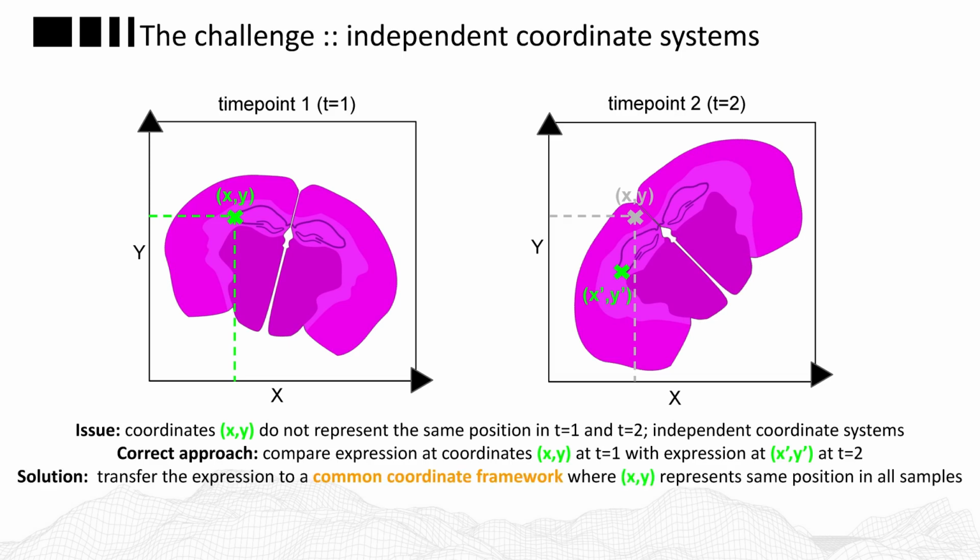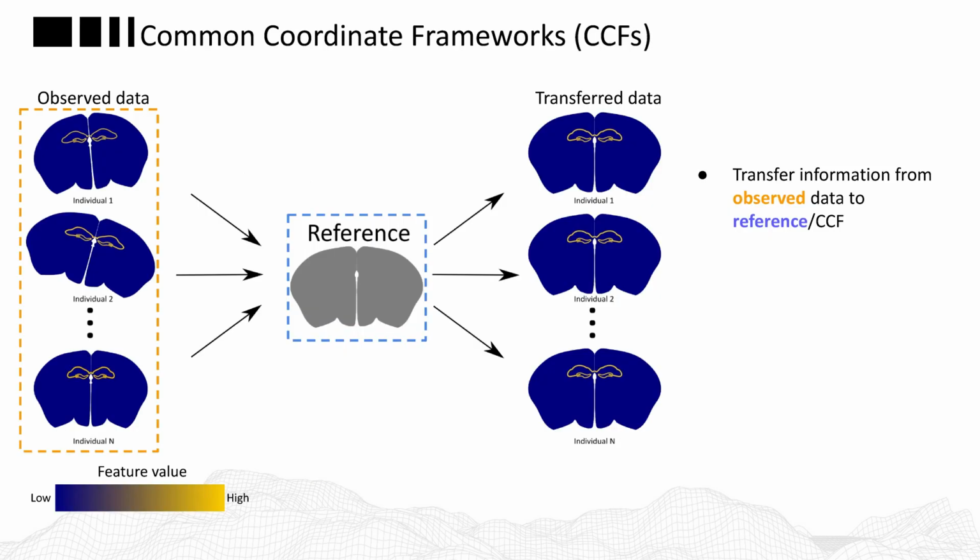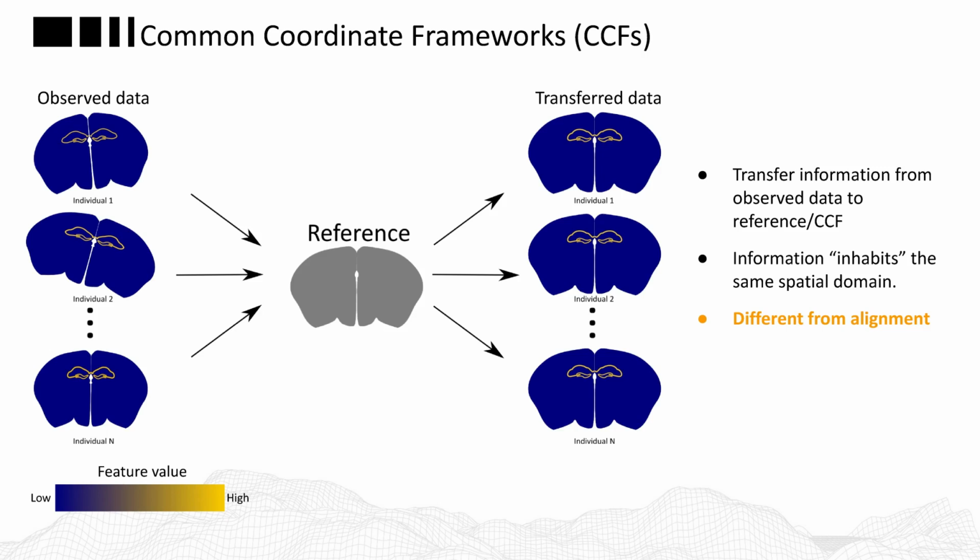One solution to this issue is to transfer the expression to a common coordinate framework where the coordinates x and y actually do represent the same position in all of the different samples. I just want to take a moment to elaborate on what I mean by common coordinate frameworks, or CCFs for short. A common coordinate framework is something that we transfer information to, meaning that we transfer information from the observed data to this common coordinate framework that allows all of the information to inhabit the same spatial domain. And when I say information here, it could be anything from gene expression to protein signals to even image data, although our main focus here is of course the gene expression, working with spatial transcriptomics data.